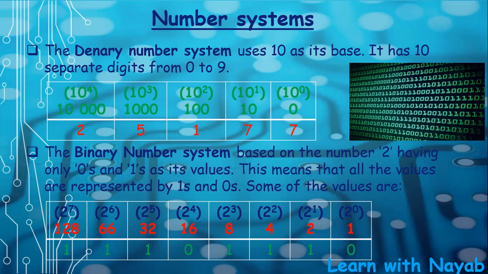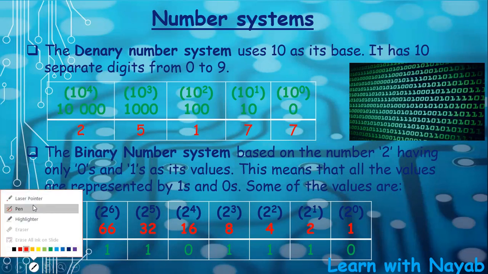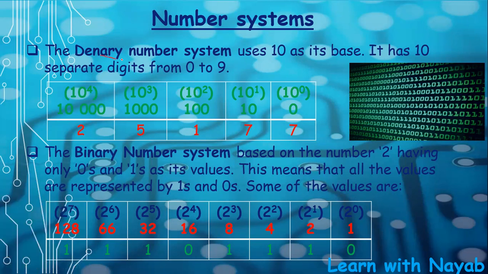Number systems are the systems by which we represent our data. There are a lot of number systems in which we can represent data. First of all, it's the denary number system. The denary number system uses 10 as its base. It has 10 separate digits from 0 to 9. It's the number system that we use in our daily lives. It has numbers from 0 to 9, and the base of that number is 10.